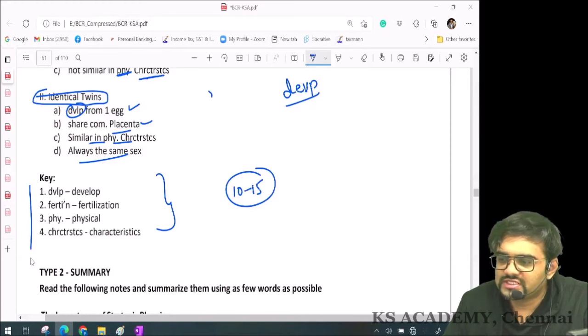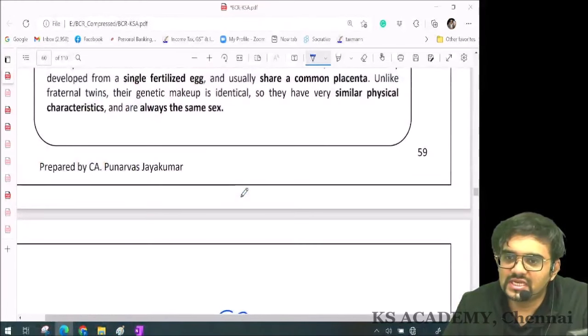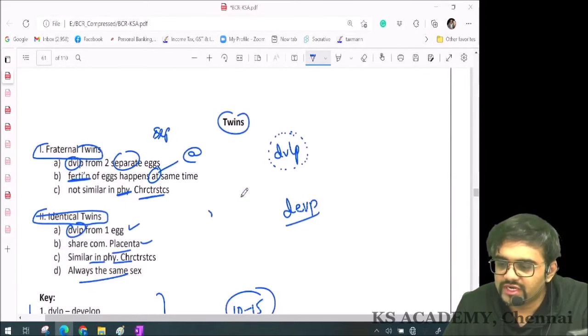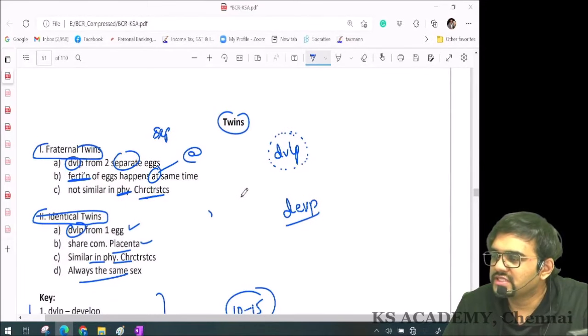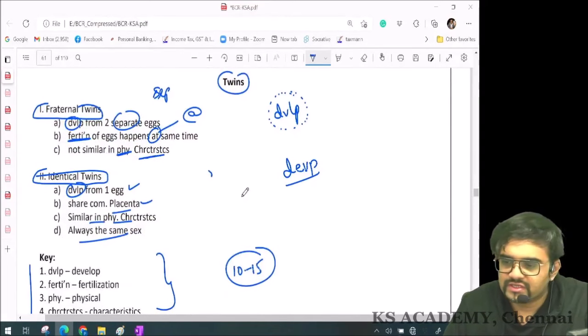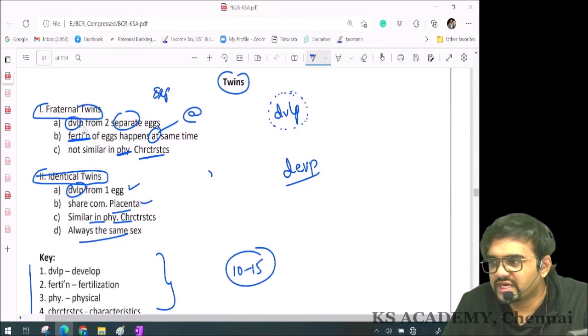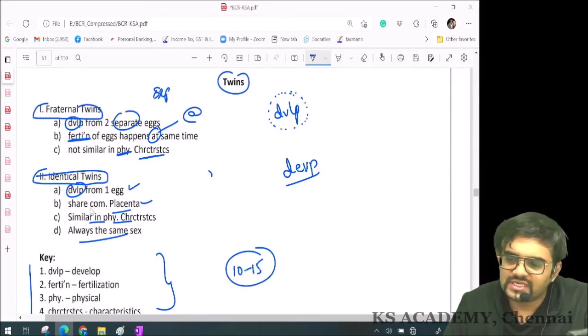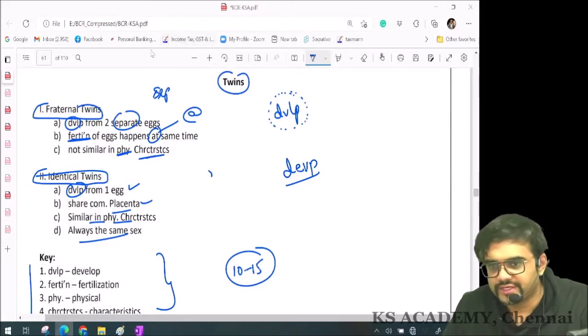So first and foremost guys, again here the technique is to use the pencil and write first, because once you write, you cannot keep scratching it out. Pencil you write, and in the summary also you write the important pointers and then immediately write. From notes only you can make the summary. How will you write here? Fraternal twins are developed from 2 eggs and the fertilization happens at the same time. Physical characteristics are different. Next, identical twins developed from 1 egg, share common placenta, same physical characteristics and same sex. That's it. It actually comes around 20 words if you write it properly. It's very, very simple how to write.